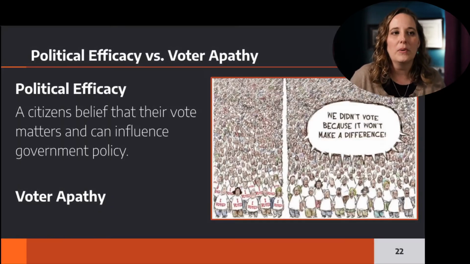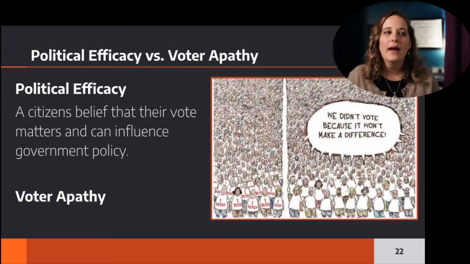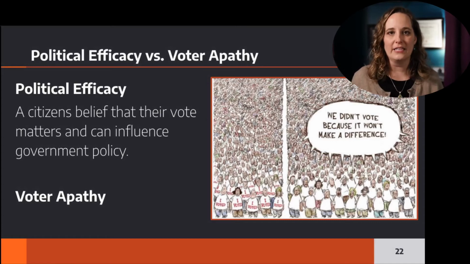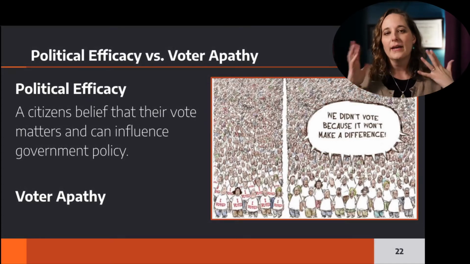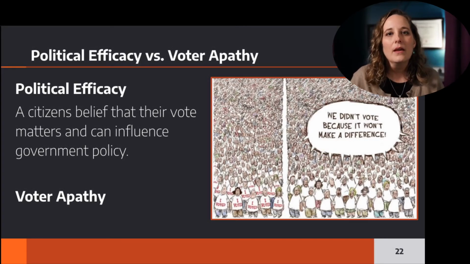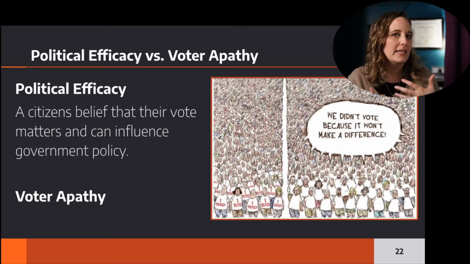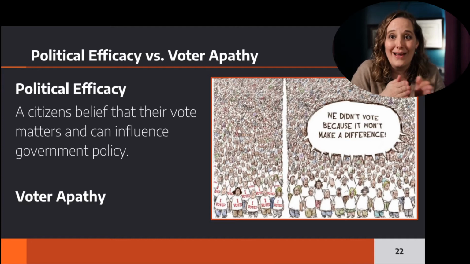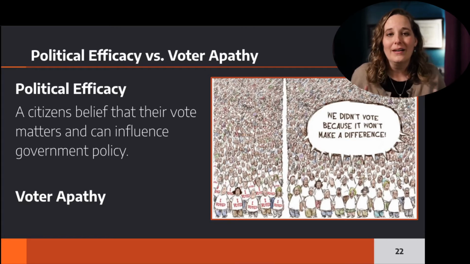The first is political efficacy. And political efficacy is a citizen's belief. It's your belief that your vote can actually make a difference, that your one vote can actually make a difference. As elections become more contentious and they are closer and closer, each vote actually counts more, in a sense, because every vote really is possible of turning the election one way or the other.